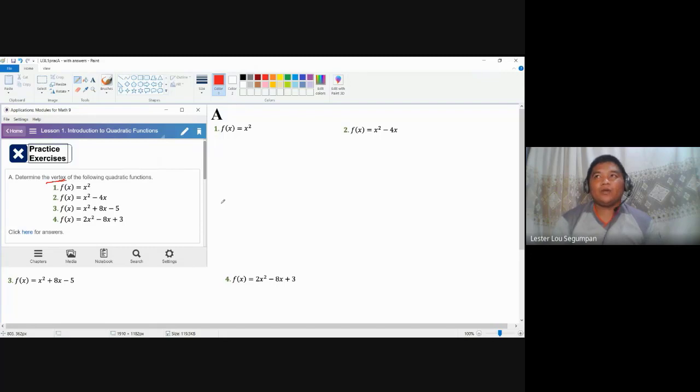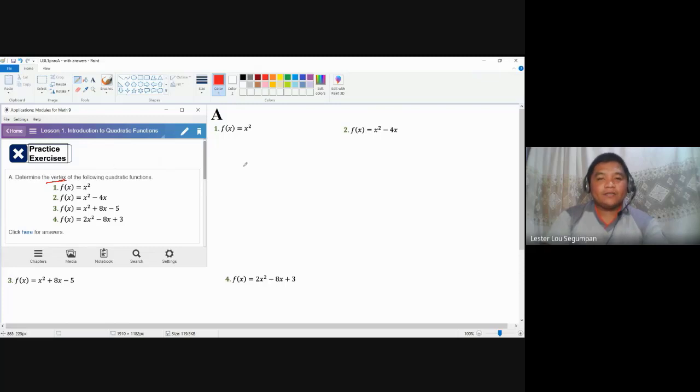At the same time, when we graph quadratic functions, we need to determine the vertex first before we can plot our table of values. We cannot just simply choose any values for a table of values because we may not see later on the correct parabolic graph of quadratic functions. So without further ado, let's start determining the vertex of the quadratic functions.